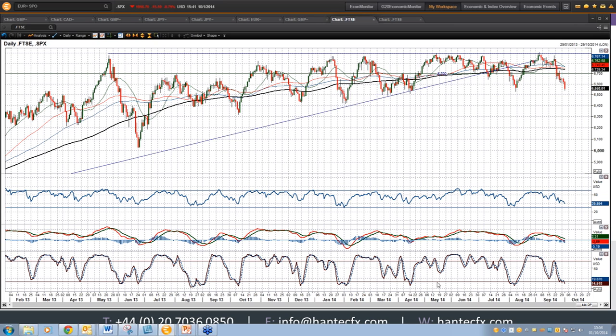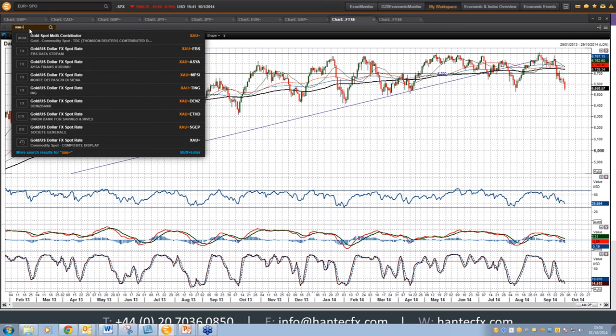Stochastics are coming towards that 20 level, and each time they come there and give a buy signal, it works pretty well. We've not had a buy signal yet, certainly nowhere near one. In fact, it might take some time, maybe a week or so, before you get a buy signal, if at all, on the FTSE. But certainly the FTSE looks under pressure. Look at that key support at 6,500. Big level there at 6,500, but that 6,529 mark is the key support to be looking at on the FTSE. It doesn't look good.